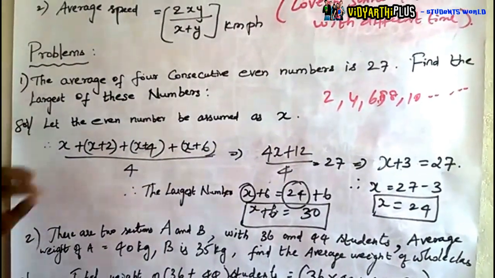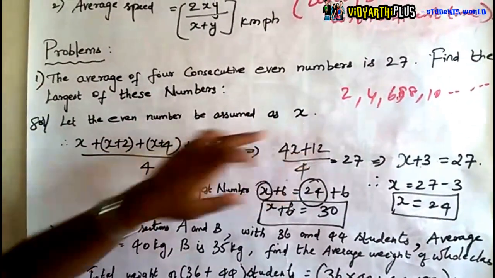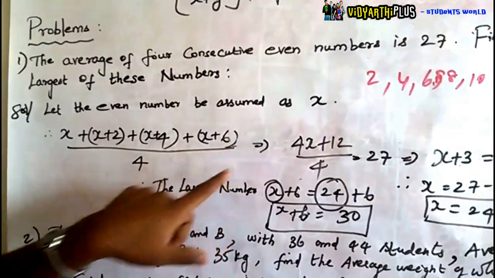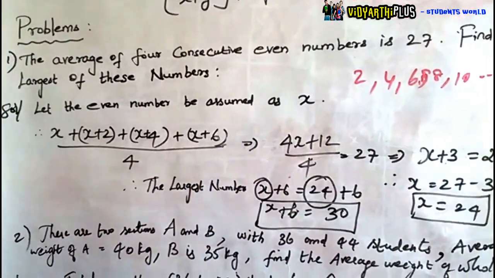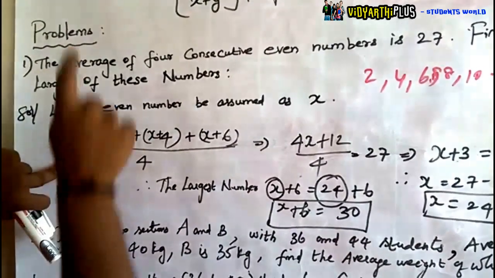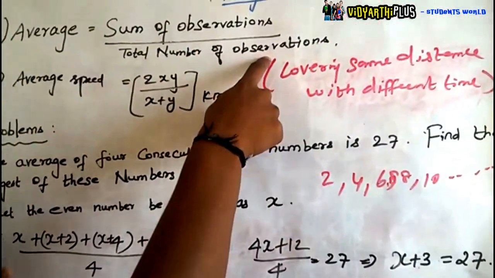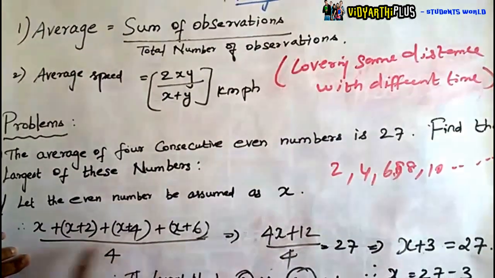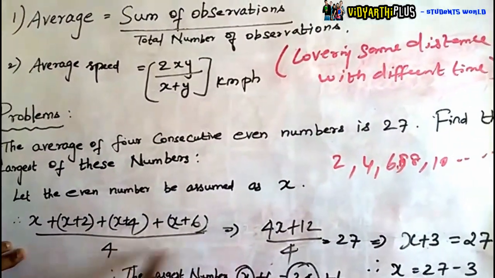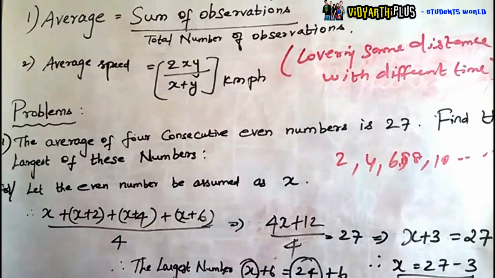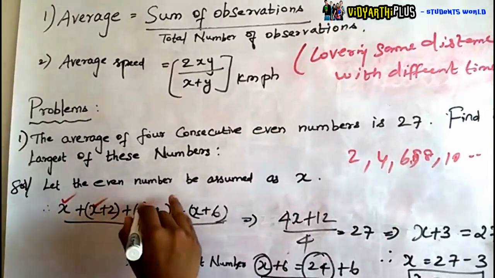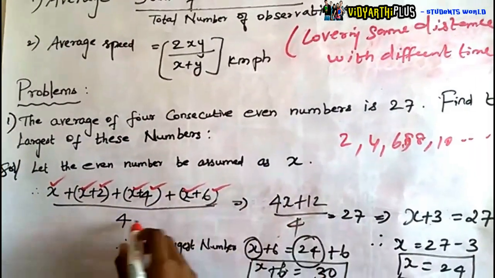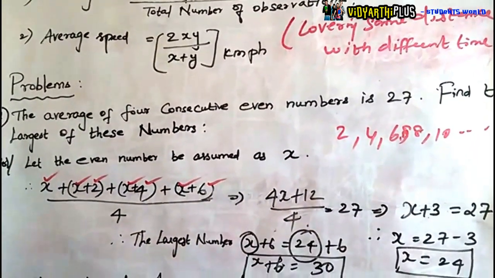So let the even number be x. The numbers then increase as x plus 2, x plus 4, x plus 6. Therefore, from the formula, sum of the observations by total number of observations, that is x, x plus 2, x plus 4, x plus 6 divided by 4. From this equation, we get 4x plus 12 divided by the total number of observations, 4.